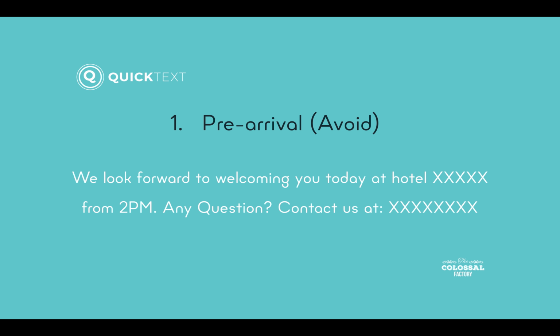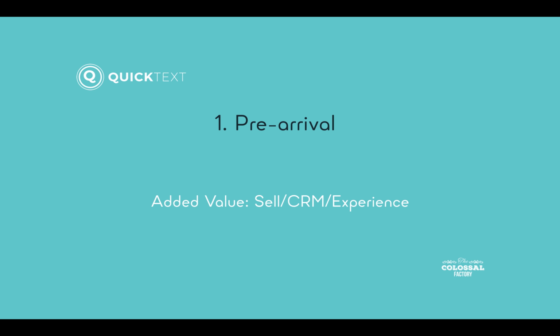So the first messages you're going to see are pre-arrival messages, and I would like to start with the example of what you need to avoid. "We look forward to welcoming you today at hotel blah blah blah from 2 p.m. Any question? Contact us at blah blah blah." The idea is that this message is probably cool to receive for a guest. It will reassure him, but it generates very little added value for the hotel. So we need to find in every message added value for the guest and added value for the hotel.